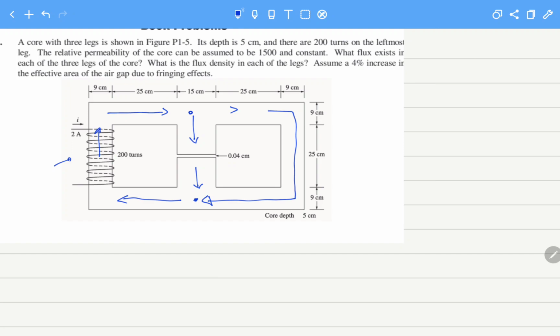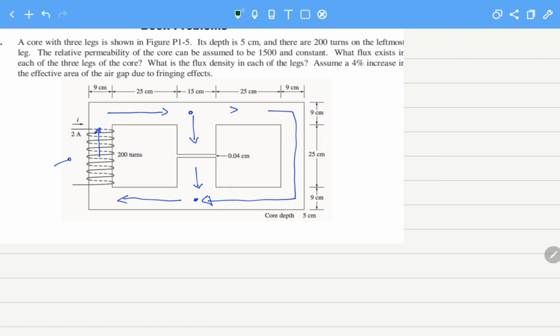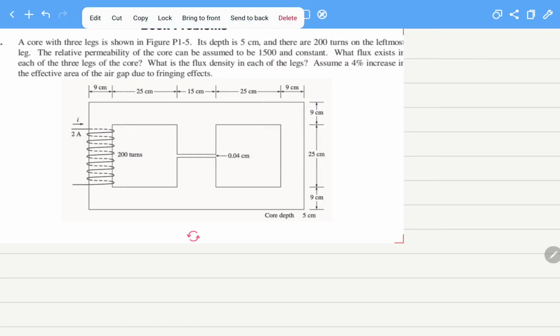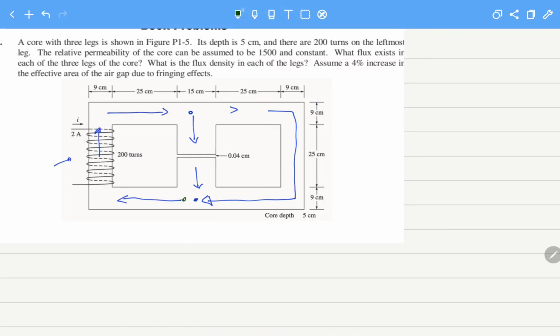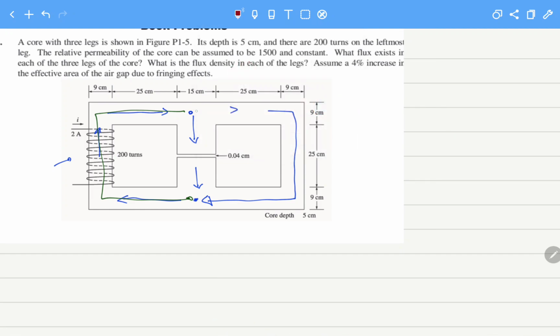So by the flow of flux, we can see that from this point to this point, the same flux is flowing. Okay, so this part is actually one reluctance. And if you look at this from this point to this point also, if you imagine, one flux is flowing, so this is also one reluctance.